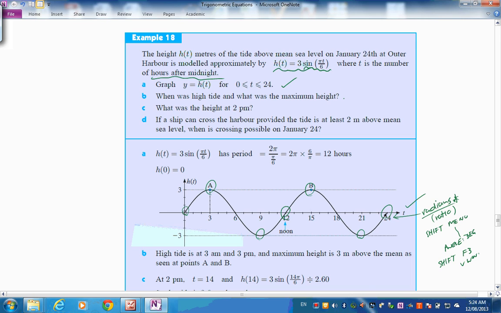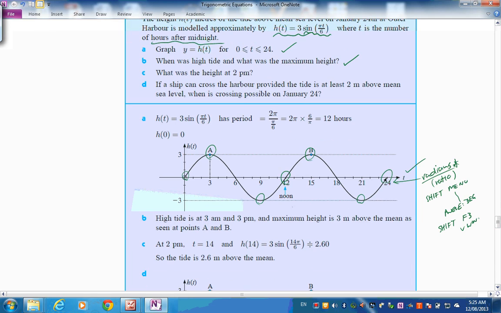Okay, so what are the questions here? When was high tide, and what was the maximum height? So that's points A and B there. Let's go down and see if we can do that. So high tide is at 3 a.m. and 3 p.m. So you're just reading that off a technology graph using G-solve for maxes and scrolling across to the second one. And what is the maximum height? Well, that's this value here. So if you do Shift F5 on the Casio to G-solve, you will get both the X values and that Y value up there.